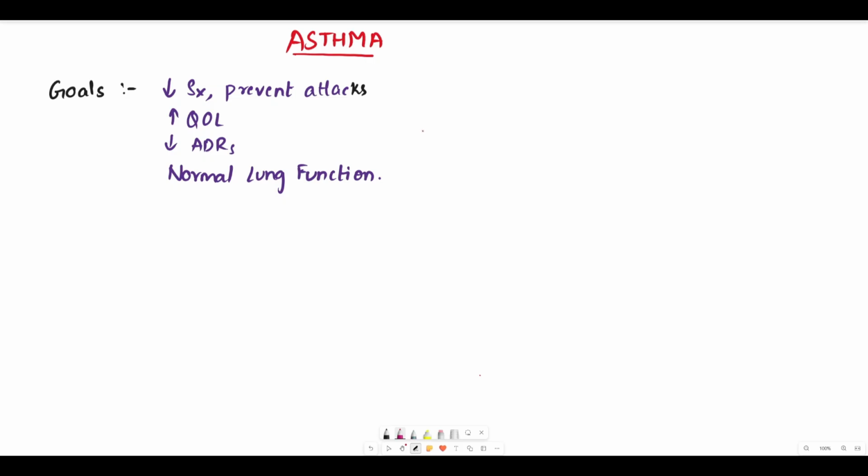So, starting with the goals of the treatment, the first thing is to reduce the symptoms. Second is to prevent future asthma attacks, to improve the quality of life, to reduce the ADRs of medicines, and to maintain normal lung function.